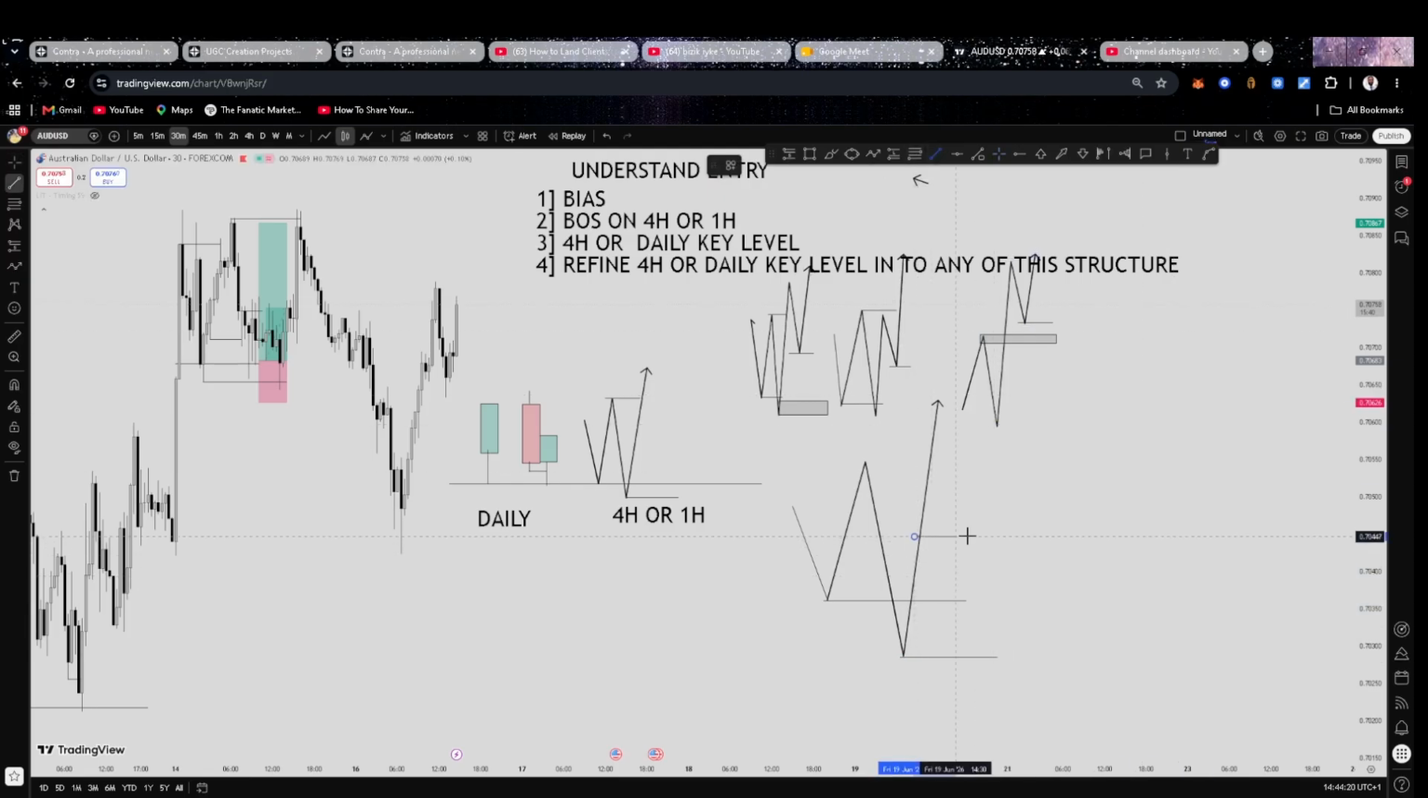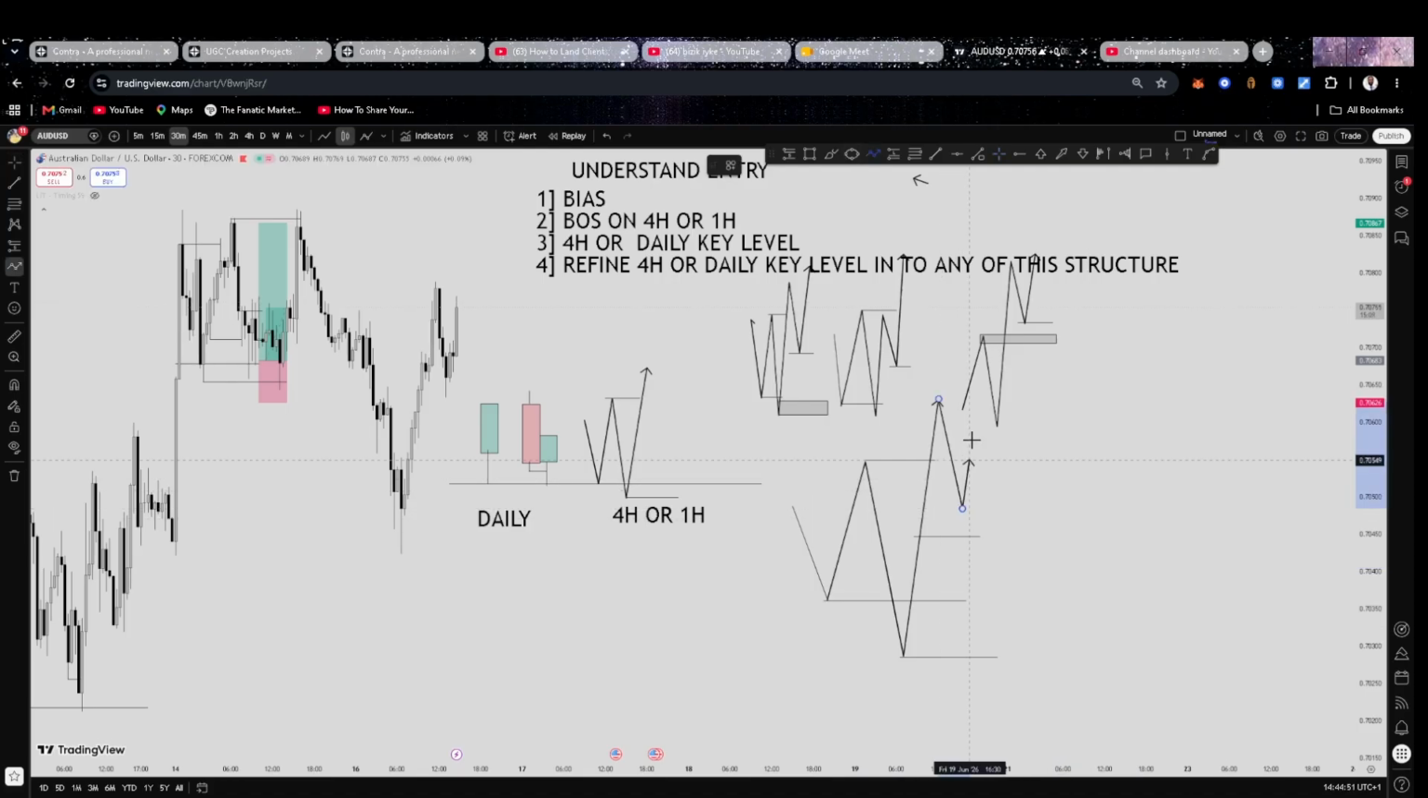If you have an OCL right here, you mark out your key levels from this. These are the most powerful key levels you can trade after you have a break of structure like this. This is just a recap. If you understand this, you'll be on the safe side. Whenever you have a bias like this, you can now trade continuation, which is normal.